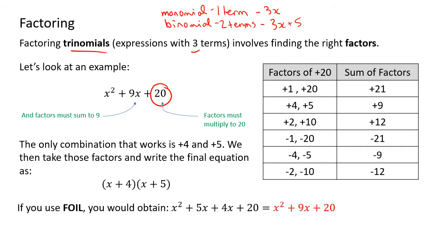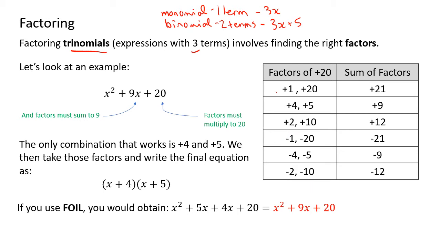Now you have to think of what the factors are. The two numbers, when put together, will multiply to give you, in this case, positive 20. So I've written them all here. Plus 1 and plus 20 will give you positive 20. Plus 4 and plus 5 multiplied together would give you positive 20. Plus 2 and plus 10 would also give you positive 20. And then their negative equivalents, because a negative times a negative is a positive number, would also give you positive 20.